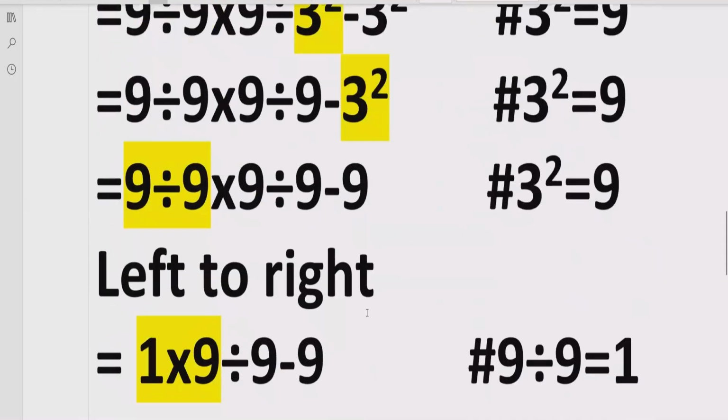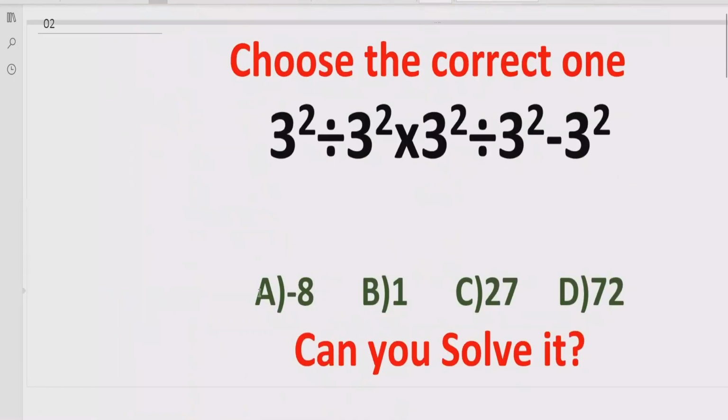If you see the answer list, answer A is the correct answer of this given expression. I hope you understand how you can solve the given expression using the correct rules and find the correct answer. So that's it for today.